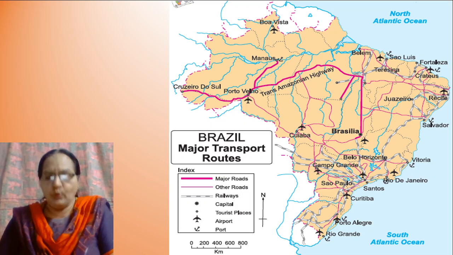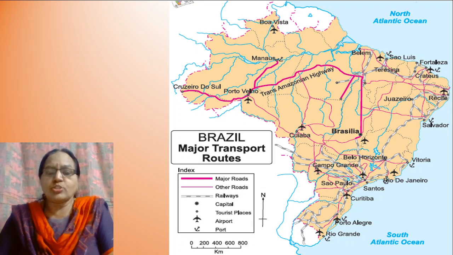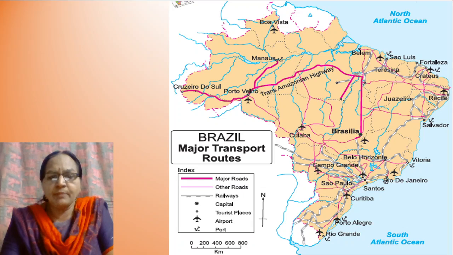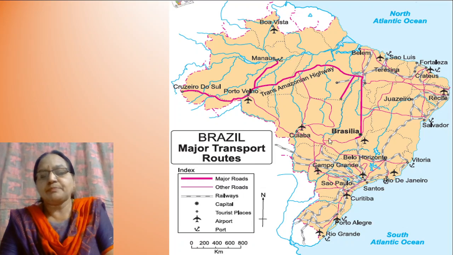Now look at this map here. This shows major transport routes of Brazil. Okay, so can you see this thick pink line that shows the major roads in Brazil, and the thin ones are other roads. Okay, then look at railways. Okay, you find most through the length and breadth of the country, we have roads.